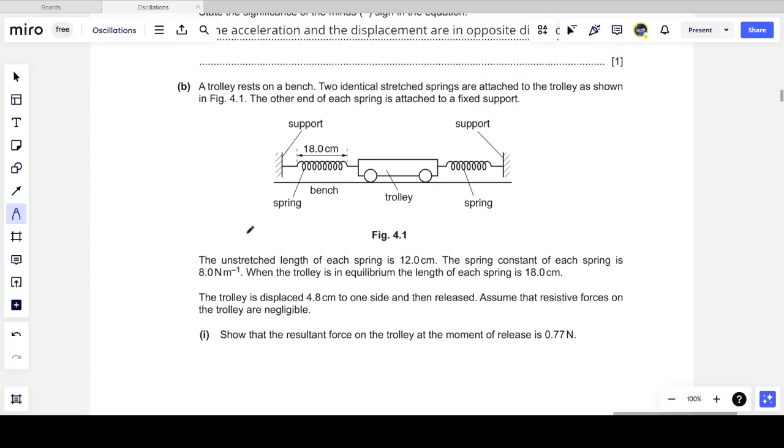As it stands, each spring is not at its unstretched length. I shouldn't say equilibrium length, because equilibrium is used for the trolley's central position. The unstretched length of each spring is 12 centimeters. So both of these springs as they stand are currently under tension.